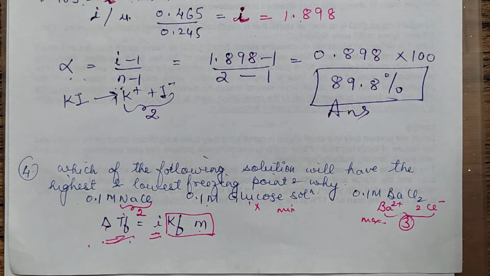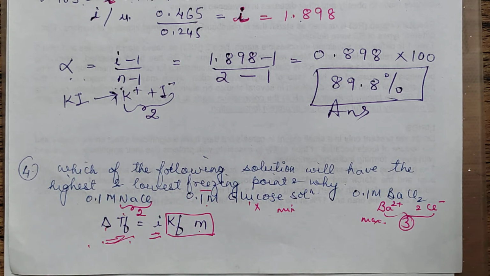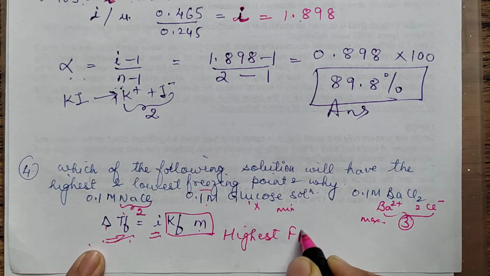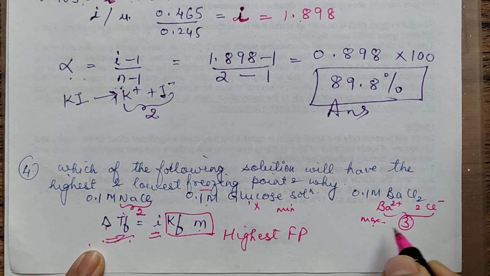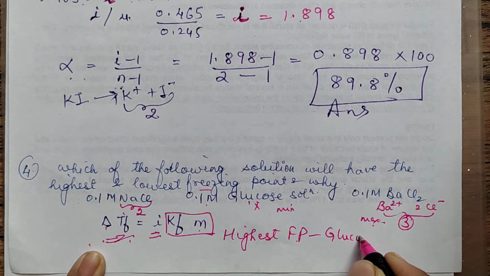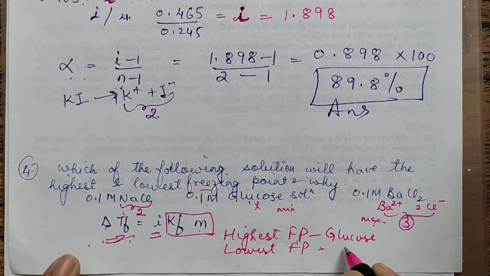But now they are asking you the reverse. They are asking you which will have the maximum and the minimum freezing points. What will you write? You will write like that: highest freezing point. Maximum depression was for this. So the highest freezing point will be for glucose. Reverse. And the lowest freezing point will be for barium chloride.